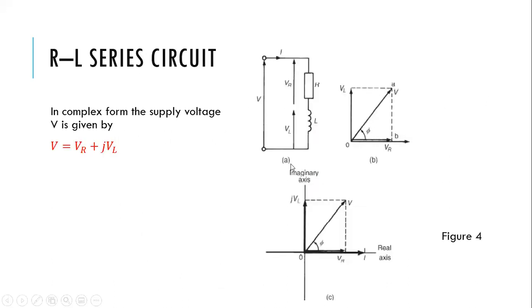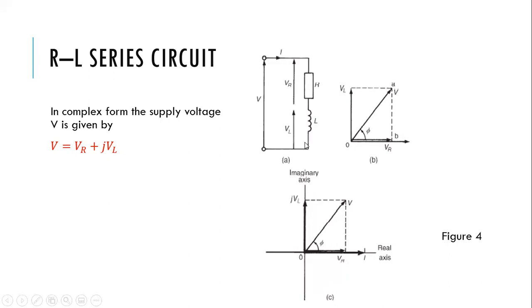So we want to look at the RL series circuit. If you look at the diagram, the circuit contains a resistance R and inductance L in series. This diagram 4A is what it contains.